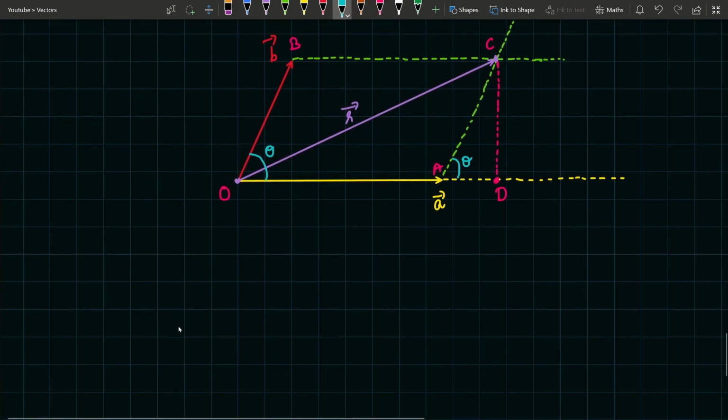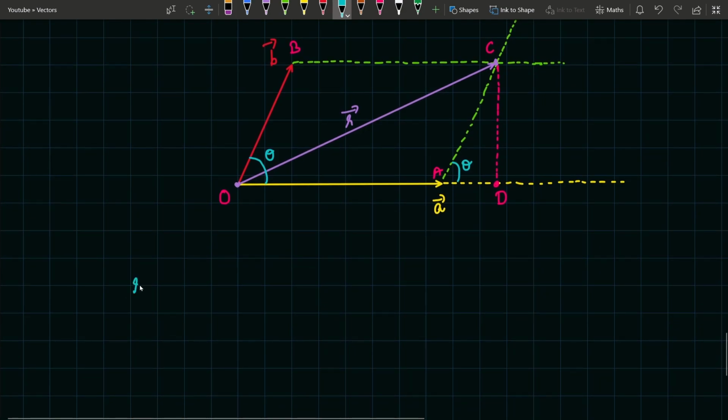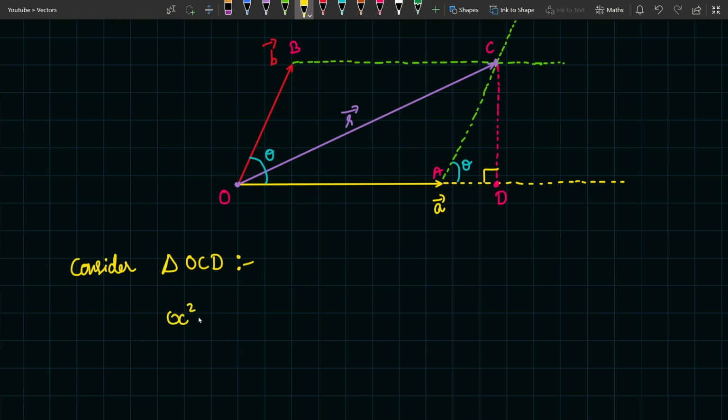Let us call the magnitude of the resultant vector R itself. So R equals what? That is the question. Consider triangle OCD. Is this a right angle triangle? Yes, it's a right angle triangle. So let us use Pythagoras theorem. Pythagoras theorem tells us that OC square equals OD square plus CD square: hypotenuse square equals the sum of the squares of the other two sides.